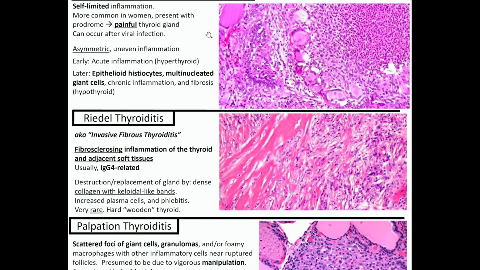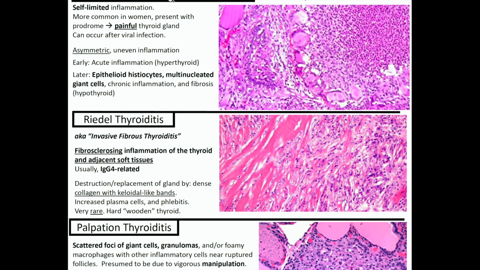Moving on. Next up, we've got subacute granulomatous thyroiditis, also known as de Quervain disease. So in this entity, you're going to have self-limited inflammation. It's more common in women and presents with a prodrome. And that prodrome is a painful thyroid gland and can often occur after viral infection.